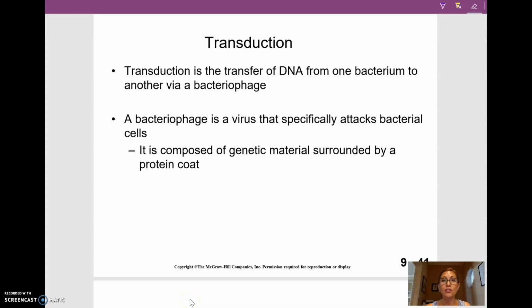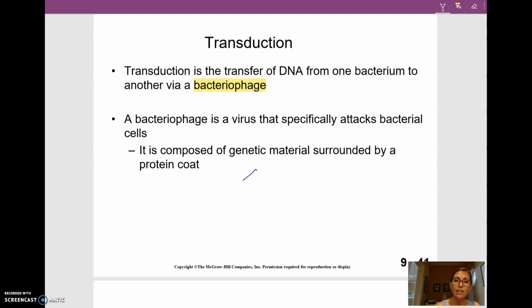Okay, now let's move on to transduction. So transduction is when DNA from one bacteria is transitioned to another bacteria via a bacteriophage infection. So what is a bacteriophage? A bacteriophage is a virus that infects bacterial cells.